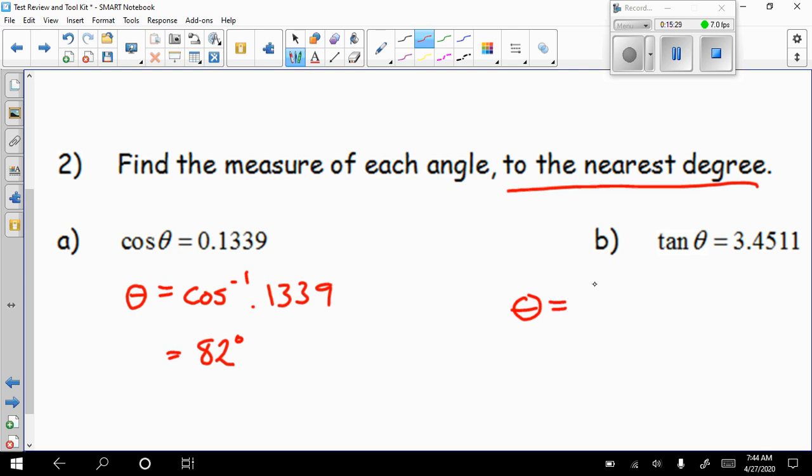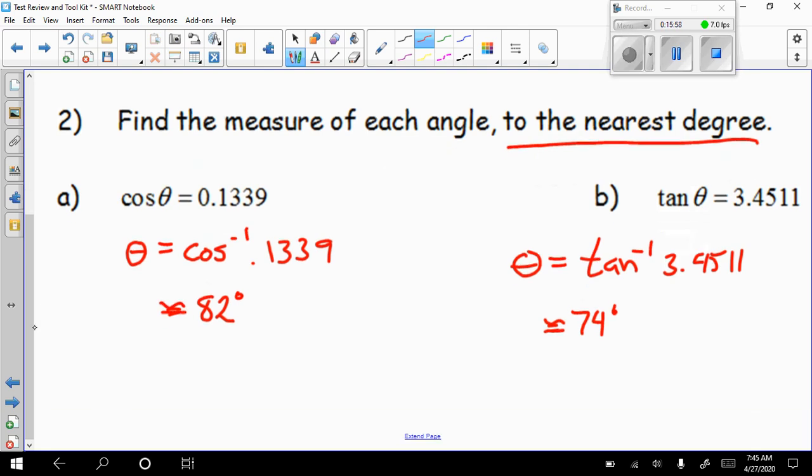Okay, so here we go. In this one, I've got to do the inverse tan of 3.4511. So I go in my calculator, I go second function tan. It gives me the little tan with the -1. And then I put in 3.4511. And I get 73.8. So I'm going to say roughly 74. Maybe I should put a little approximate sign there.